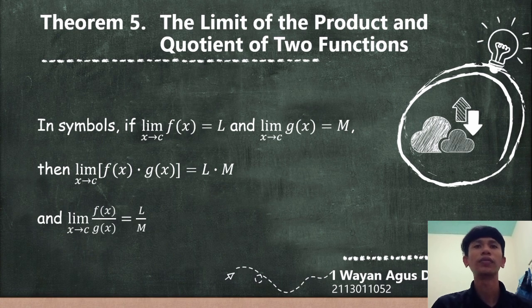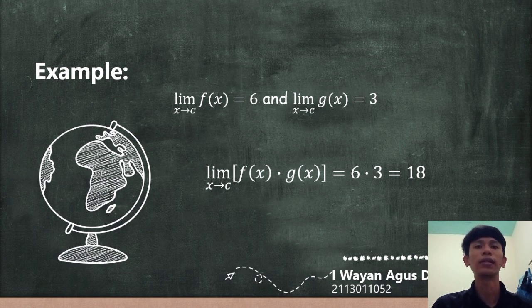And the limit of f of x over g of x as x approaches c is just equal to the quotient of the limits of the individual functions. So we have L divided by m, or L over m, such that the limit of the denominator should not be equal to 0. In case the denominator is 0, the limit does not exist. To understand these theorems, let us have an example.